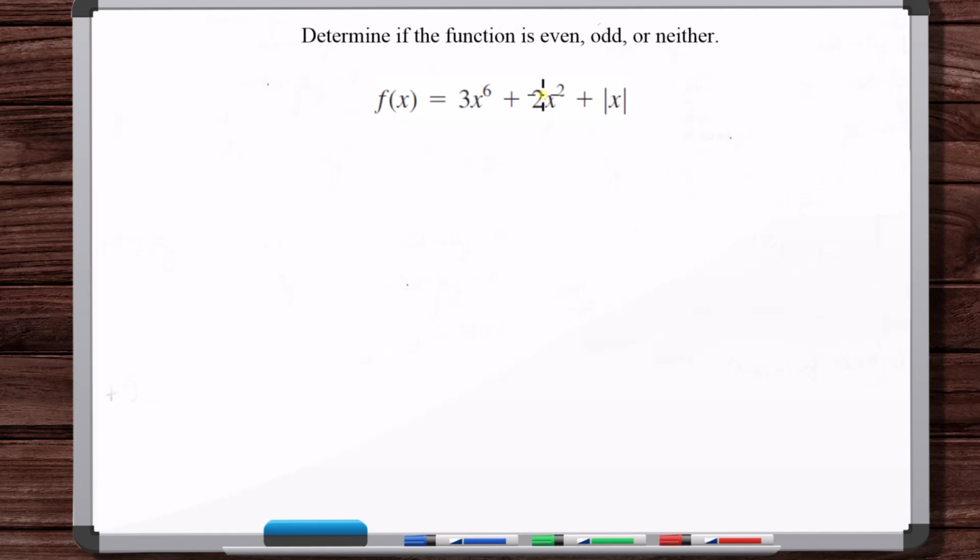Okay, well, with a function in function notation, the idea is if it's even, meaning it's symmetric with respect to the y-axis, you're replacing x with minus x, and then you simplify and nothing changes. So what does that mean in function notation? That means this: f of minus x is equal to f of x, right?